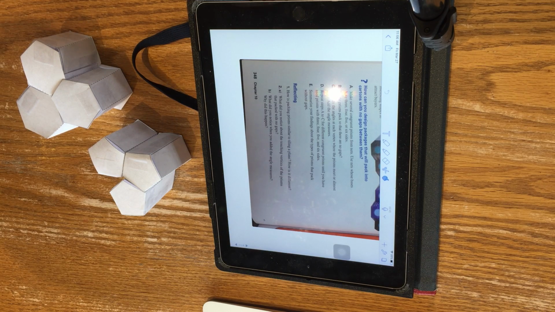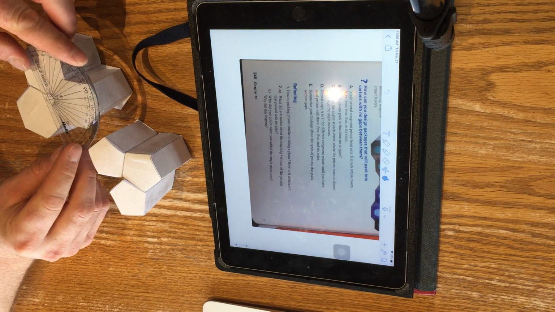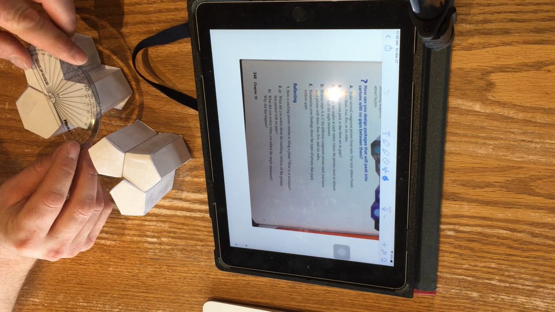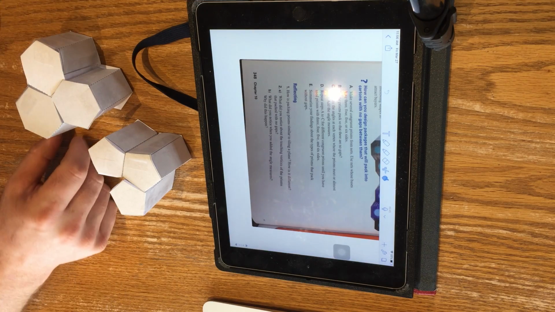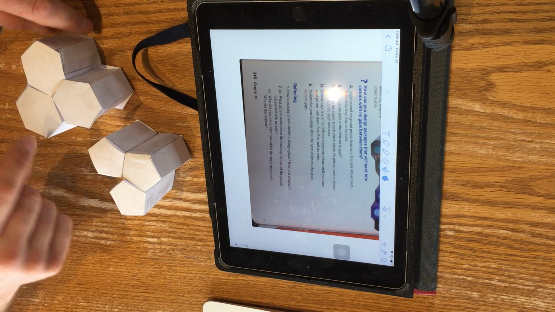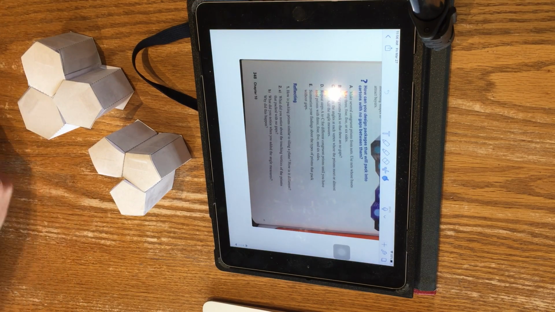In step C, it says measure the angles at each vertex where the prisms meet or almost meet. Add the angle measures together. So if we look at the interior angle of a hexagon, it measures to be 120 degrees. And there's 3 of them that meet at that vertex. Well, think about what 3 times 120 is.